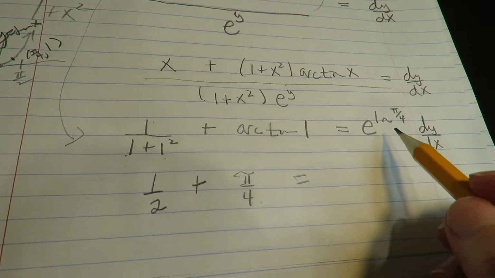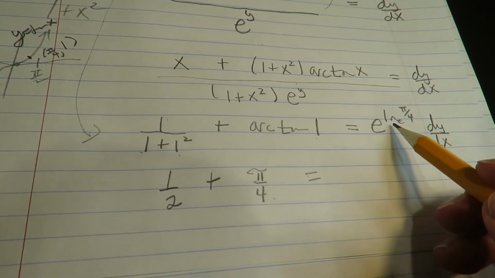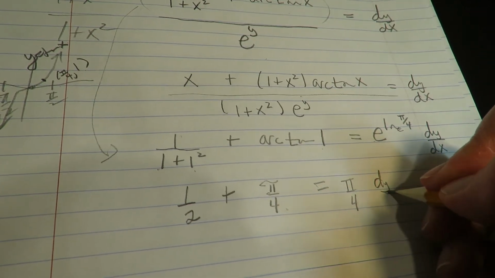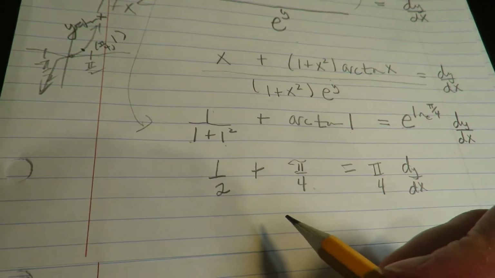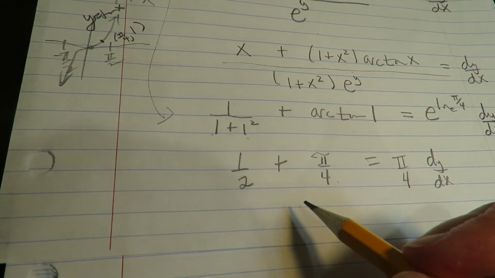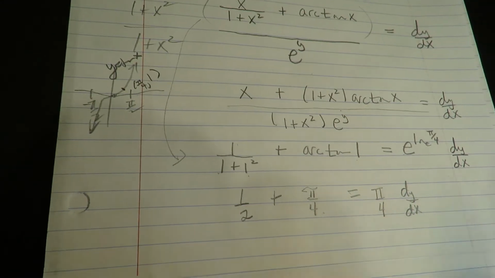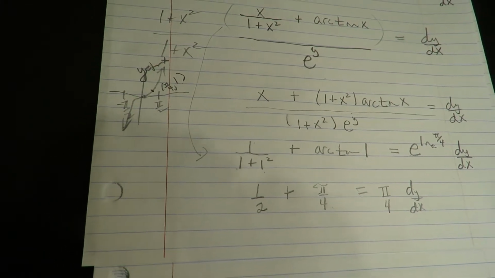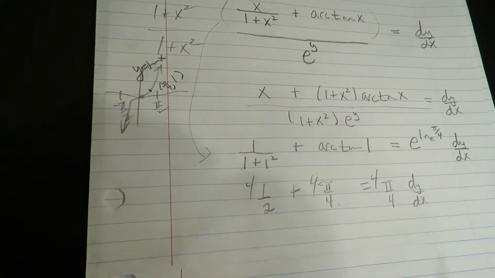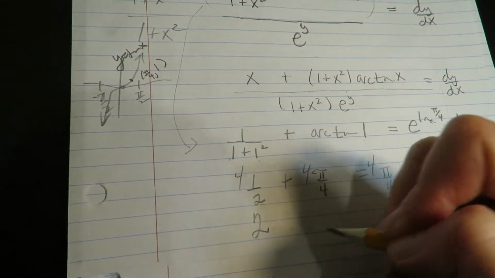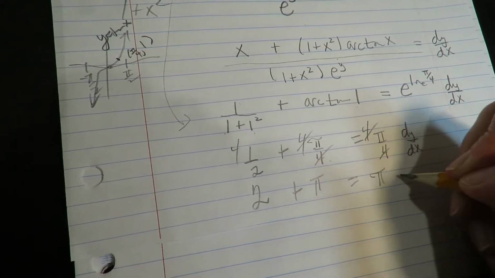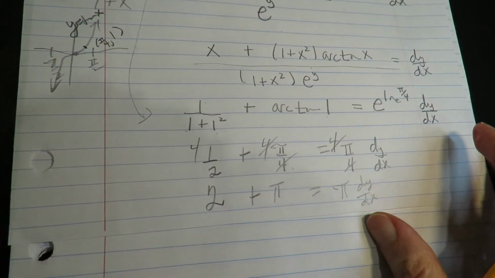Yes, I know you probably need a Tylenol with this one. Now, ln is base e, so these are going to cancel each other out. This is just going to be pi over 4, and then we're going to get dy dx. What do I want to do here so I don't give everybody a massive headache? I sort of want to multiply by 4. I'm trying to figure out the easiest way to show it without being confusing. So this is 2 plus pi equals pi dy dx.